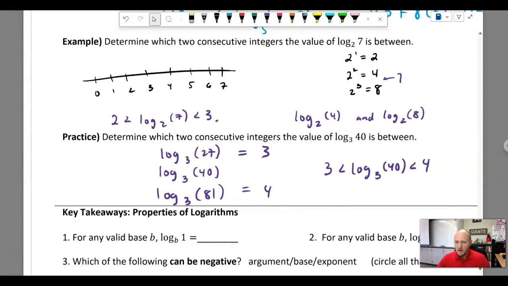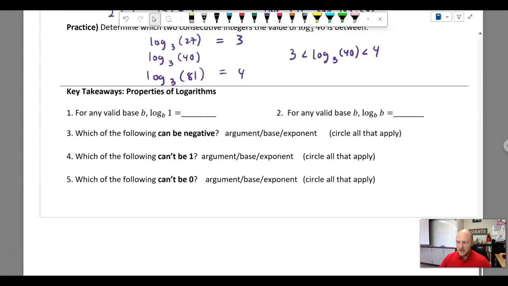All right. Okay, final key takeaways summarizing what we talked about. We introduced a logarithm. This is the inverse of an exponential. And so we have some identities or properties that are developed. 1, for any valid base b, log base b of 1 is going to be equal to 0. If I have any base and the argument is 1, that's because the power was 0. So b to the power of 0 gives me 1. That's always true, doesn't matter what b is, as long as it's positive and not 1. 2, for any valid base b, log base b of b is equal to 1, because b to the power of 1 gives me b.